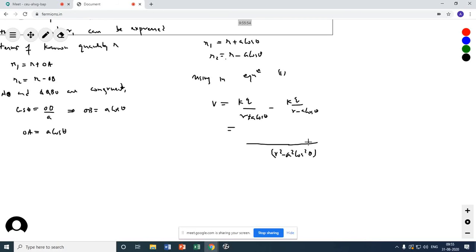In this case, I will take the KQ outside because this thing is common. I'll keep this aside. So this one will become now R minus A cos theta, and this should be minus R, and then again minus A cos theta. Therefore, you can see R gets cancelled. I get here V equals to minus KQ, then it would be 2A cos theta by R square minus A square cos square theta. Correct?